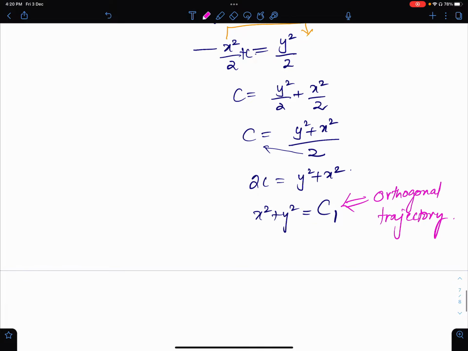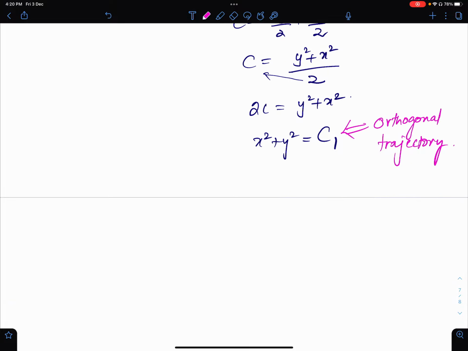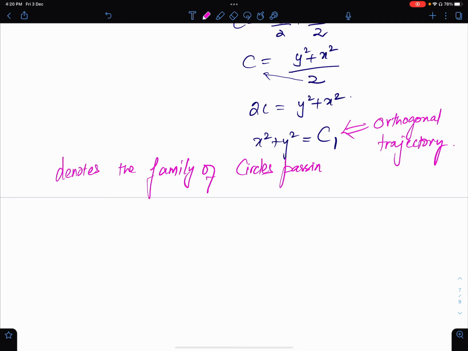So really, what this equation denotes is the family of circles passing through the origin. That is what I have explained in the beginning.